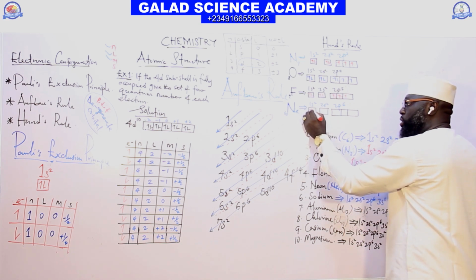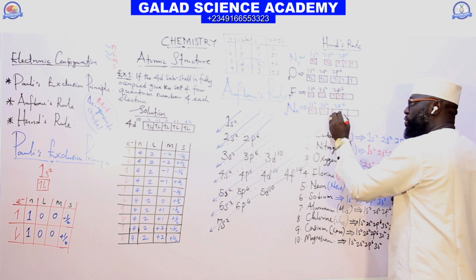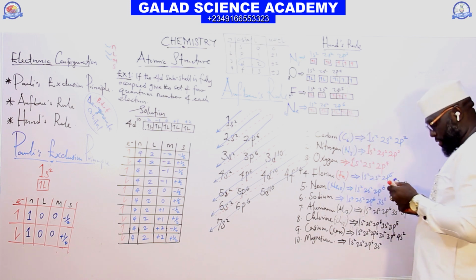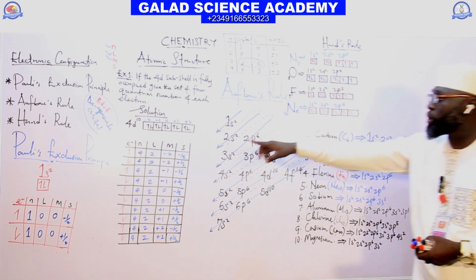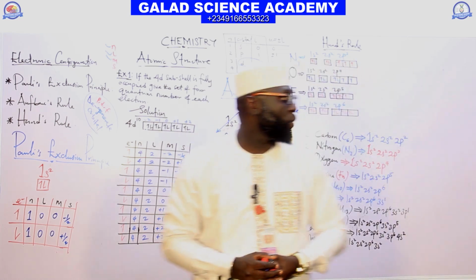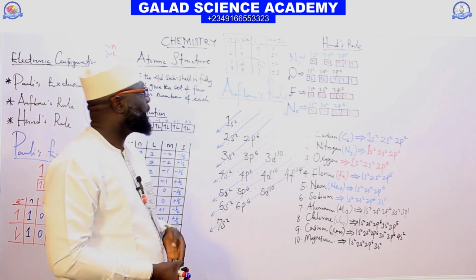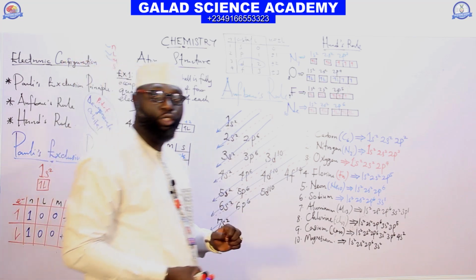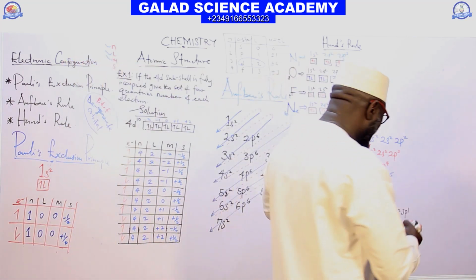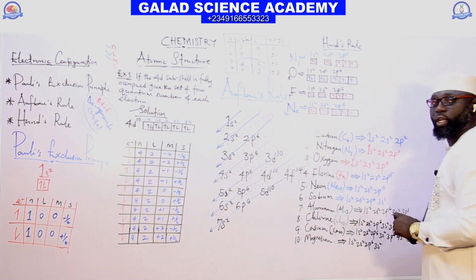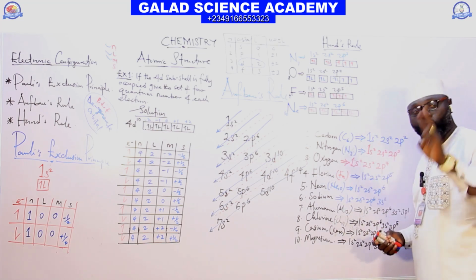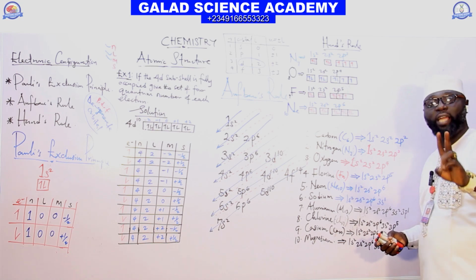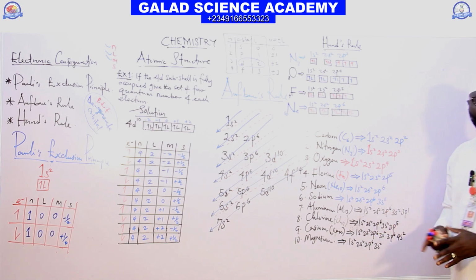We have 1, 2, 3, 4. That's how we use Aufbau's principle. The next thing is the three applications of Aufbau's principle. Number 1, we can use it to determine the number of unpaired electrons in an atom.